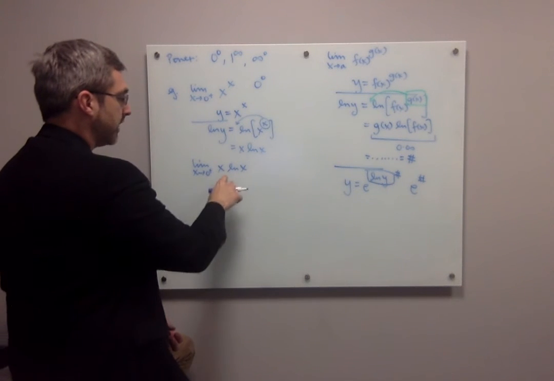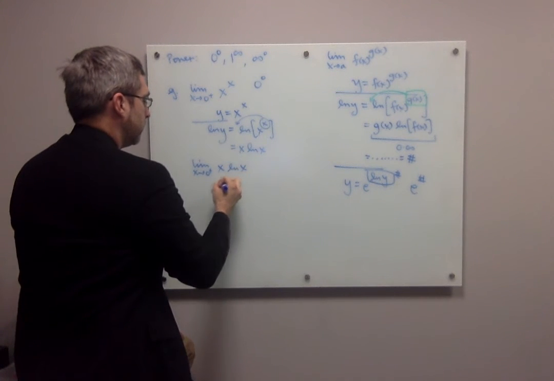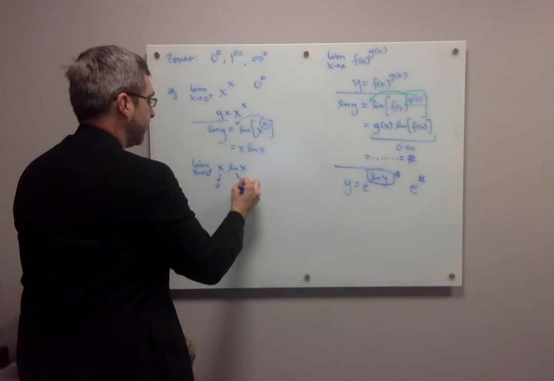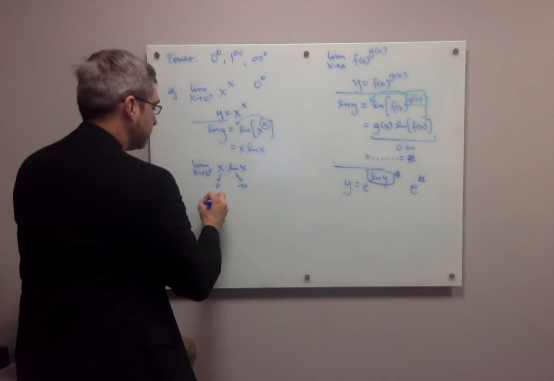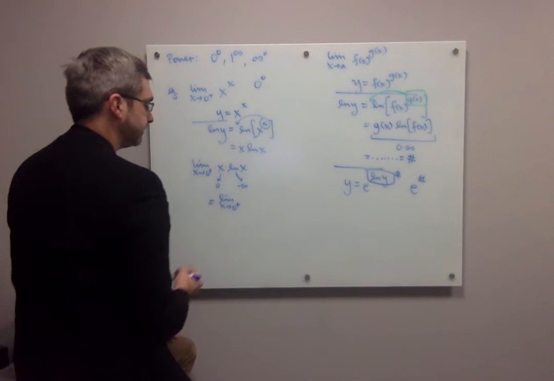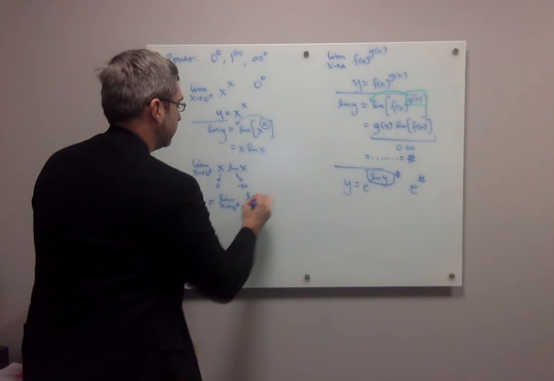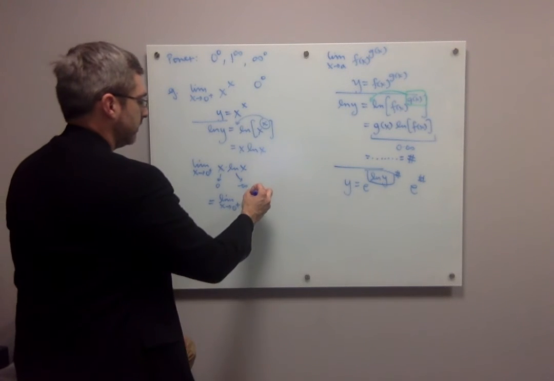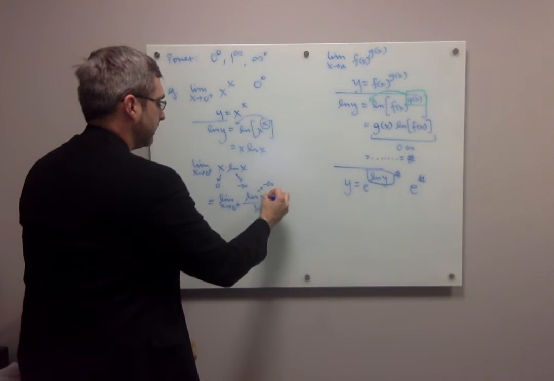Now, this was a problem we did previously. So this thing goes to 0 and this thing goes to negative infinity. So this has a product indeterminate form, which meant I needed to put one of these on the bottom. Do you remember which one I put on the bottom? I put the x on the bottom and made it 1 over x, so that the top is now infinite and the bottom is infinite. And then we did L'Hopital's rule.